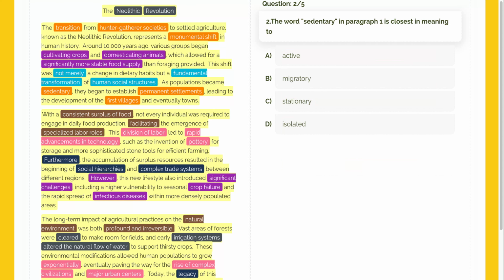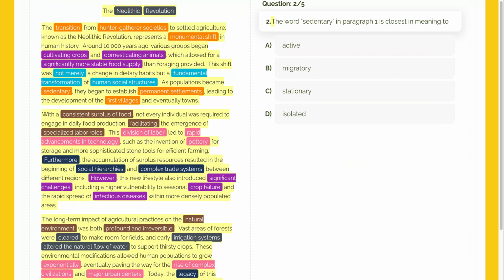Moving along to the second question. This one is a vocabulary in context question, which checks how well you can use surrounding sentences to find a word's meaning. The word sedentary in paragraph 1 is closest in meaning to. The question asks for the meaning of the word sedentary.